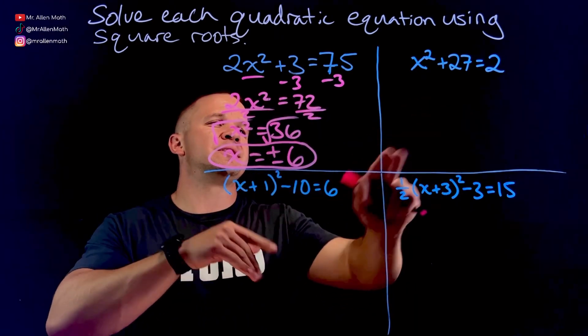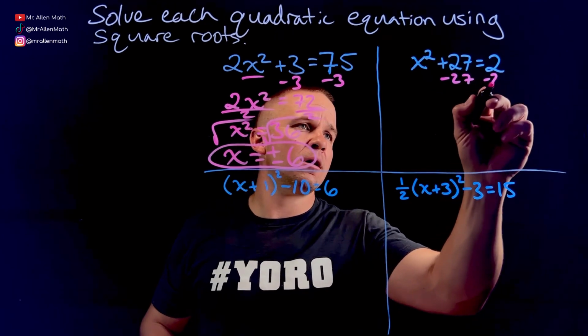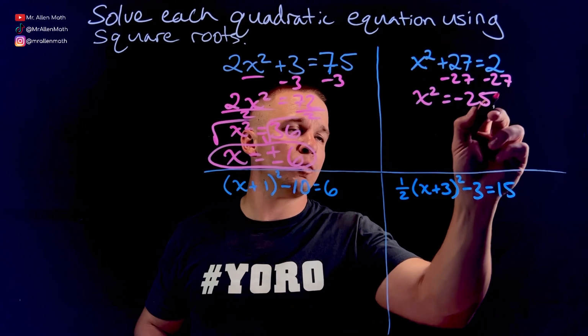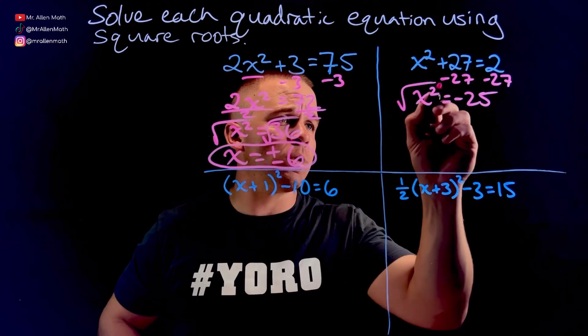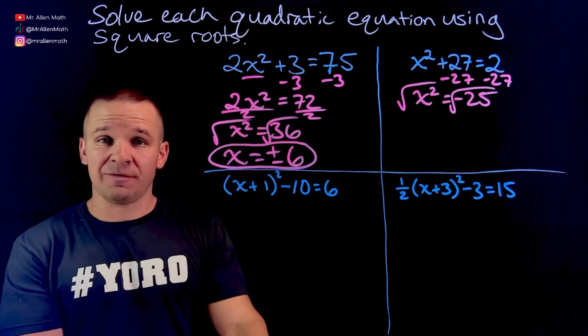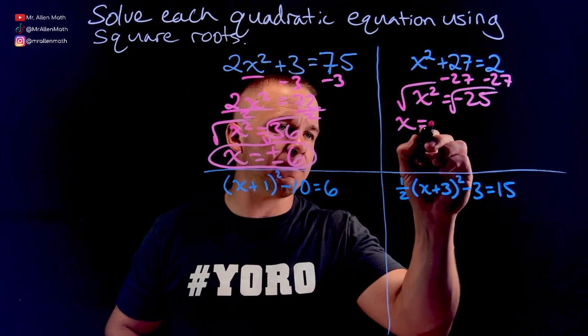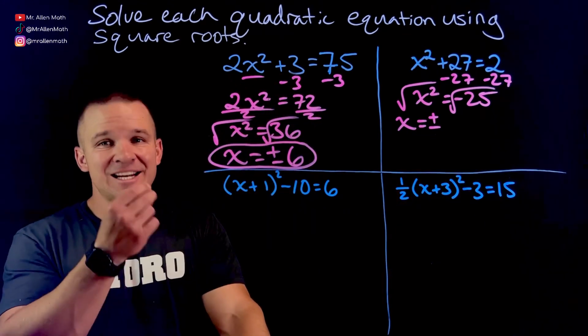I got x squared plus 27 equals 2. So I'm going to subtract 27 on both sides. I'm going to get x squared equals negative 25. Oh boy. I got my x squared alone, so I can square root on both sides, but I got a negative inside the square root. Now, you may or may not know how to deal with this at this point, but what I can do here is deal with the negative in the square root.